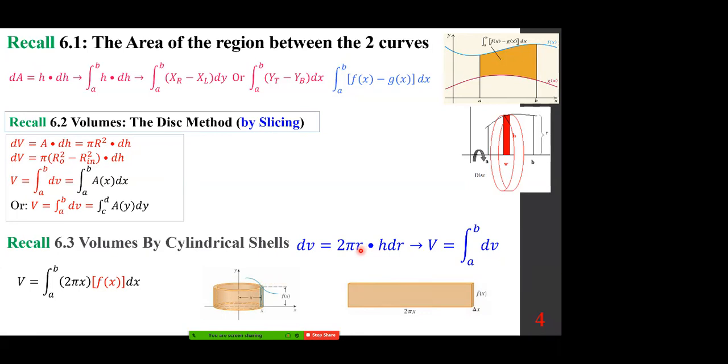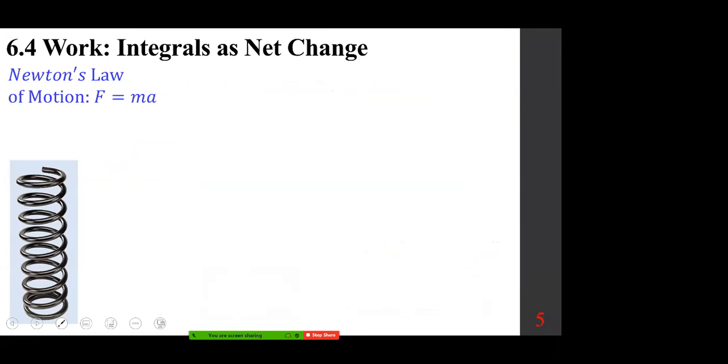All right. Now we're going to look at applications, 6.4 Work. So, integrals as net change. I hope you remember one of Newton's laws of motion, F equals ma. F is the force, m is the mass, a is the acceleration. Everybody remembers that. And if it has to do with the gravitational force, it changes to mg, with the g of 9.8 meters per square second or 32.2 feet per square second, depending on the units.